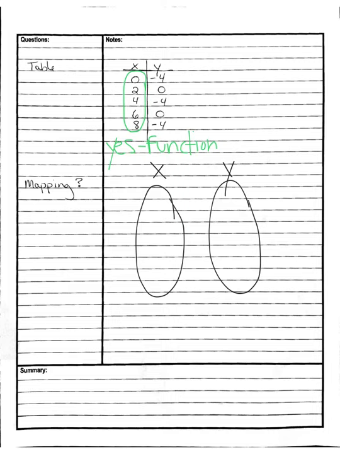And we are going to write out our x values, and they need to be in order. That is super important. So 0, 2, 4, 6, and 8. And we're going to write our y values also in order from smallest to biggest. So we'll have a -4 and we'll have a 0.